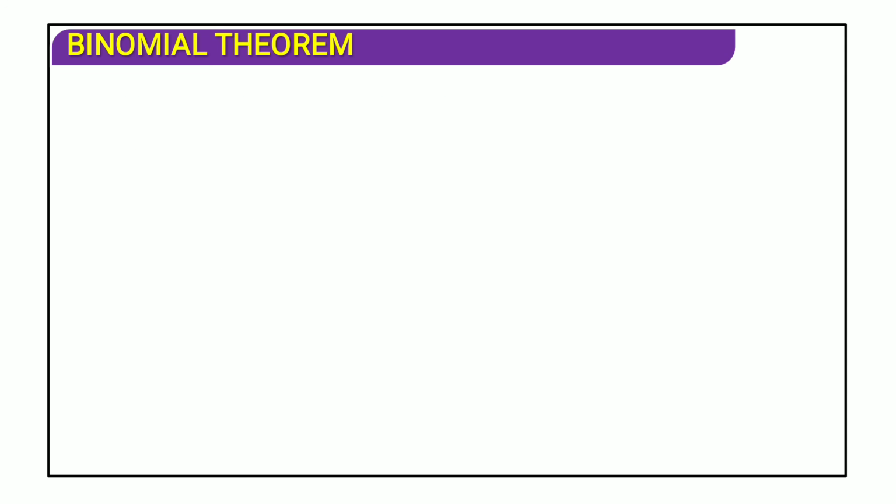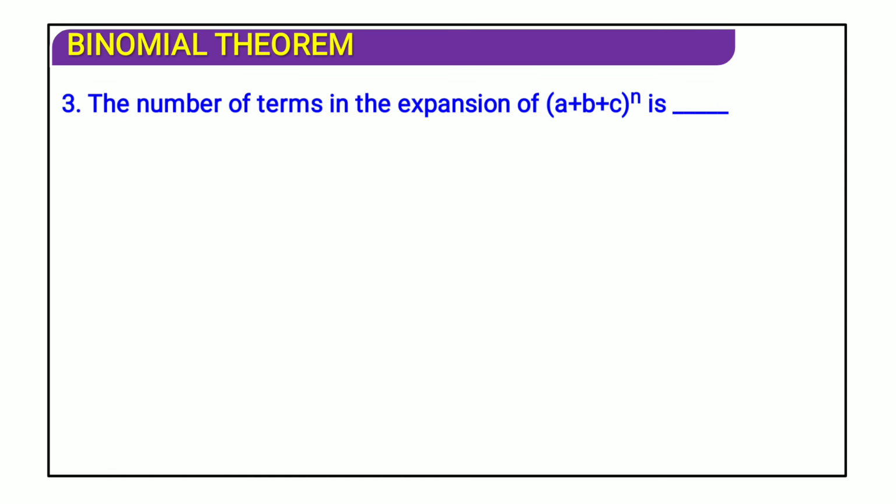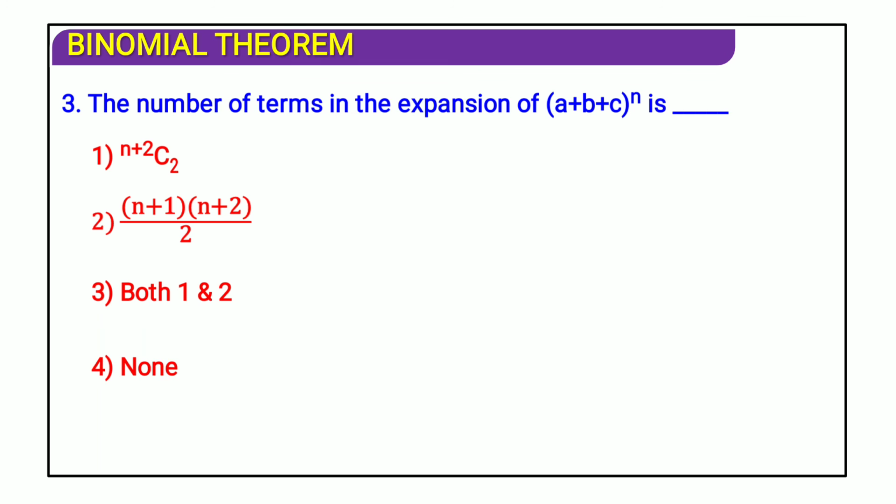And this is the last question for you today. What does it say? The number of terms in the expansion of a plus b plus c whole to the power n is how many? Option 1 is n plus 2 c2. The second is n plus 1 times n plus 2 upon 2. The third is both 1 and 2, or none of these. Obviously this is correct, and this is again correct. As you know, for three terms the number of terms is one and the same thing. So both 1 and 2 are correct.